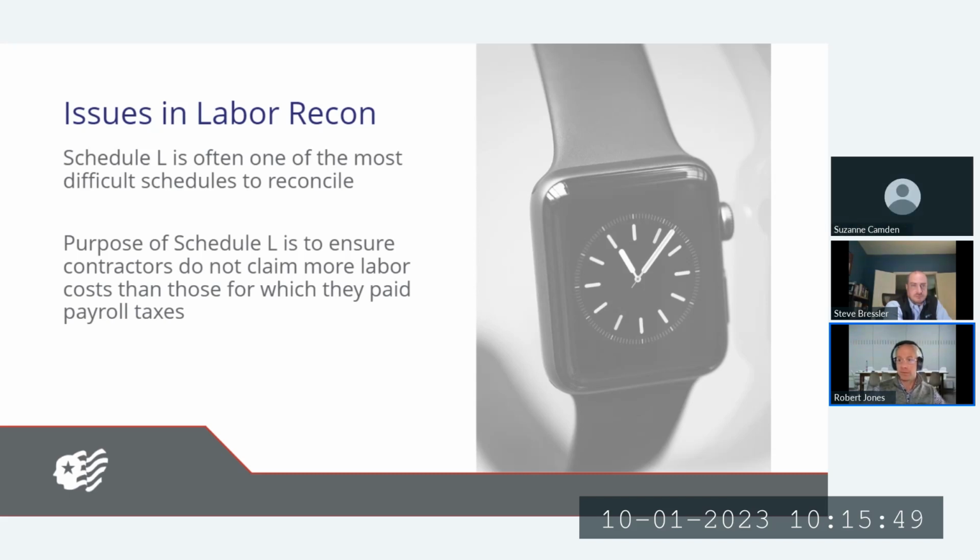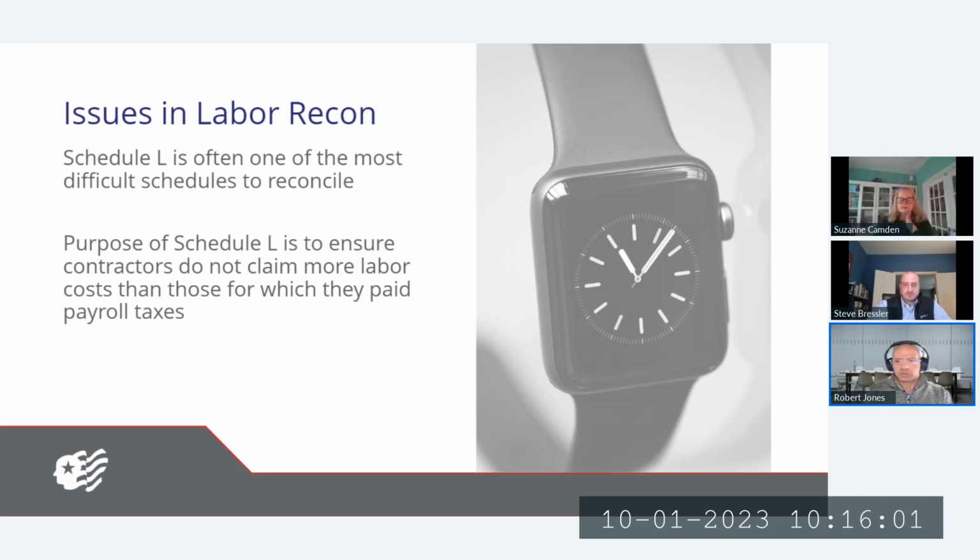So in comparison to, for example, Schedule H or Schedule K, where we have detailed information by contract, and we've got a long list of contracts or task orders. Certainly those schedules have their reconciliation issues, but what's interesting about Schedule L is that it's very difficult to reconcile, and we're going to talk about some of those issues in a moment.